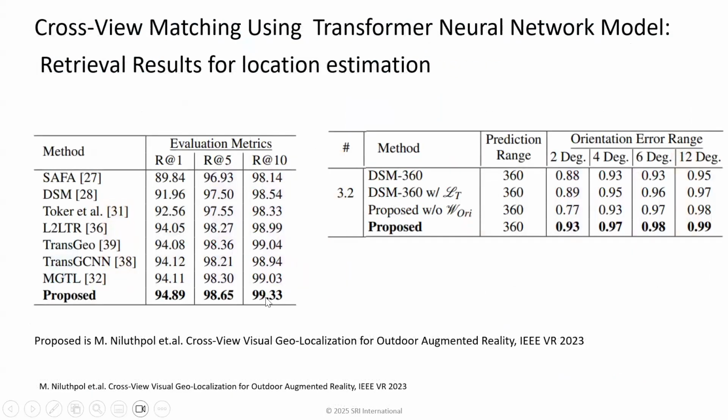And similarly, we were able to solve for orientation also, not only using it for finding the top matching satellite image for location, but also what the orientation should be. And on these data sets, using the full panorama, we could get within 2 degrees 93% of the time, and within 12 degrees 99% of the time.